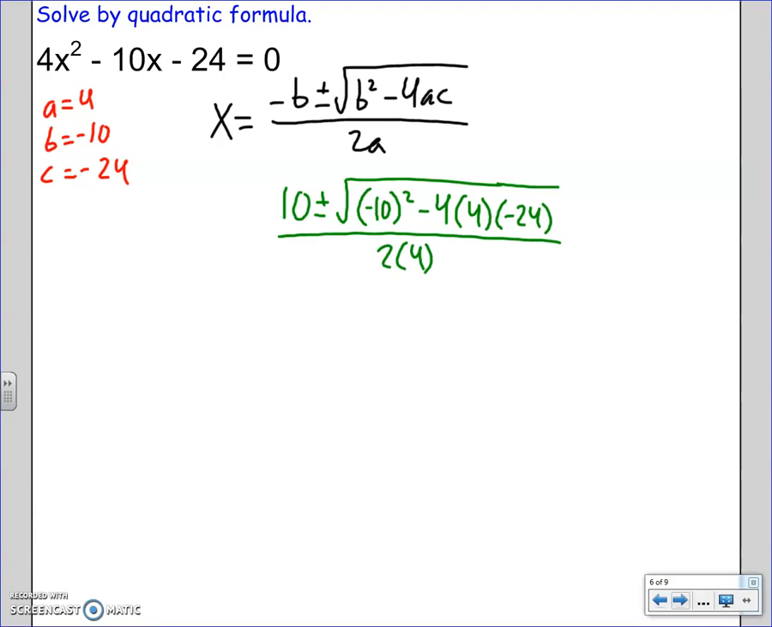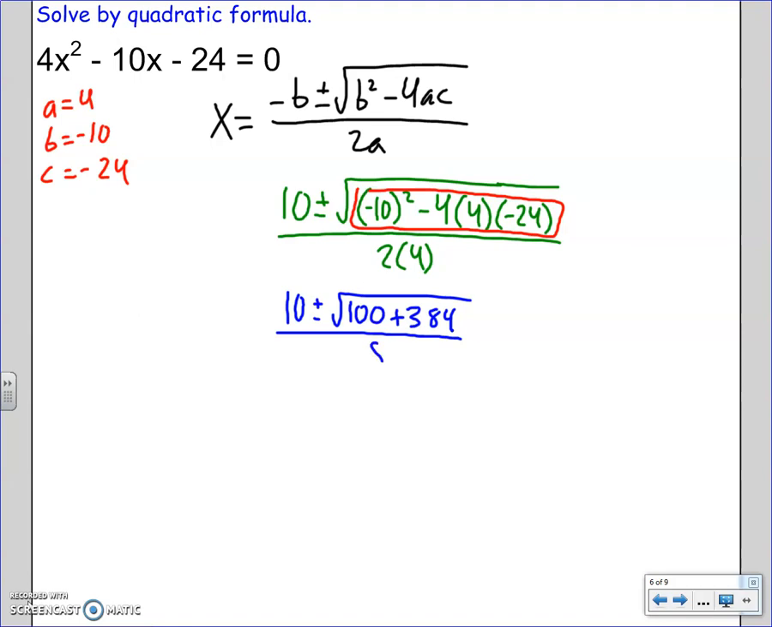Next, I'm going to find the thing inside the square root. If I find that, I then get this problem. So 10 plus or minus the square root of negative 10 squared, negative times negative 10 is positive 100. Then negative 4 times 4 is negative 16. Negative 16 times negative 24 is positive 384. Now you could use a calculator for this sometimes. All over 2 times 4 is 8.